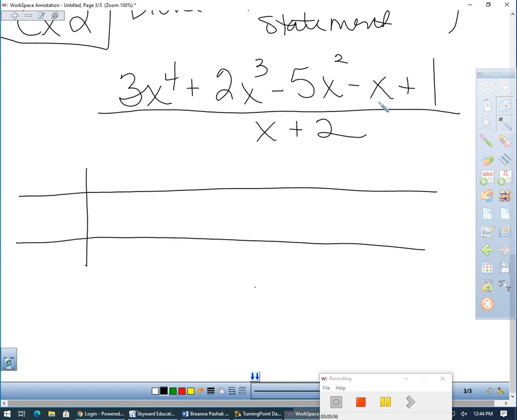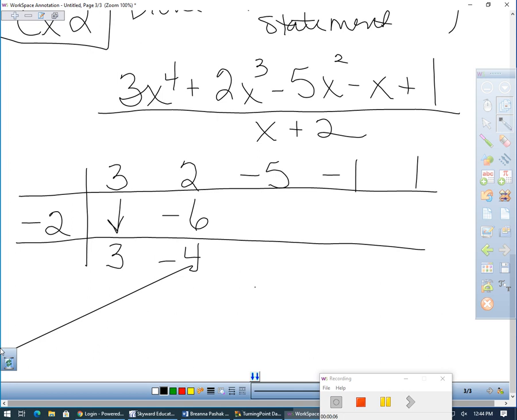Across the top, your coefficients: 3, 2, negative 5, negative 1, and 1. On the outside here is what makes this 0. Negative 2, good. All right, so here's our synthetic. Bring the first number down. We multiply. Negative 2 times 3 is negative 6. We add it together. Then we repeat.